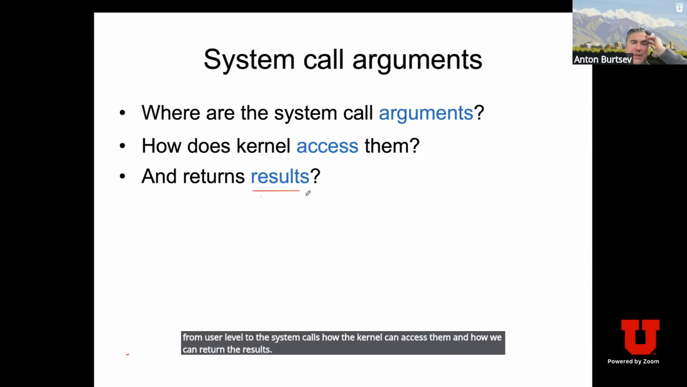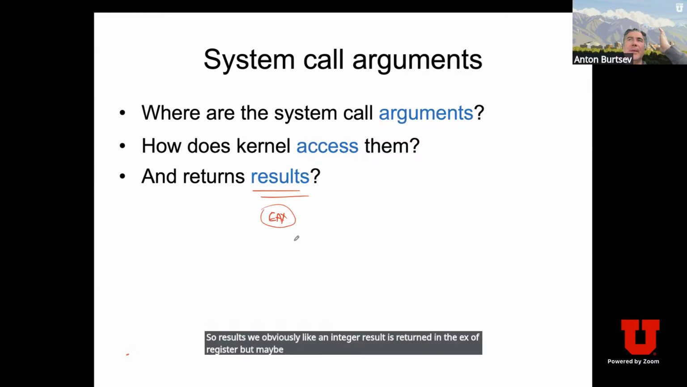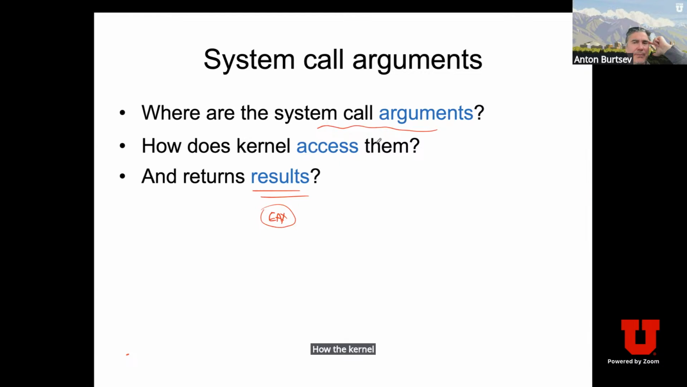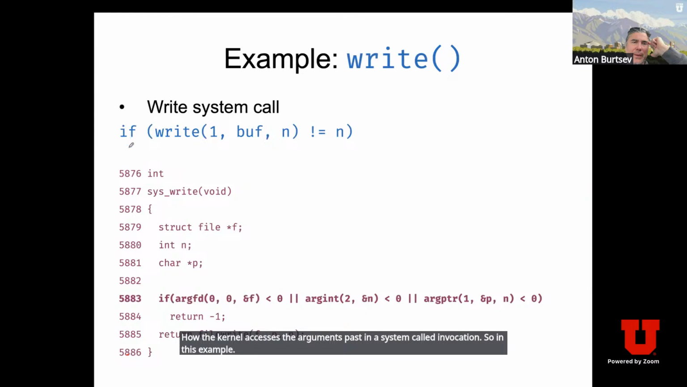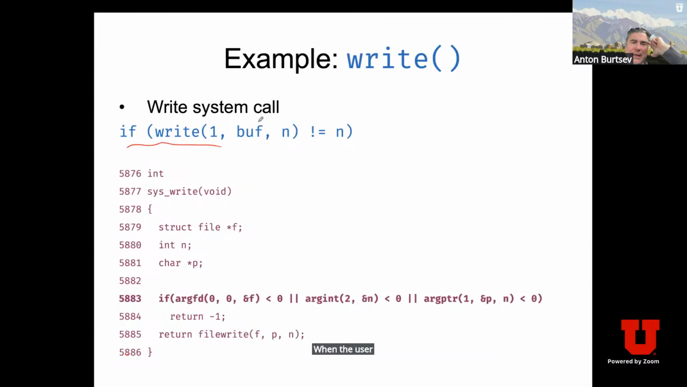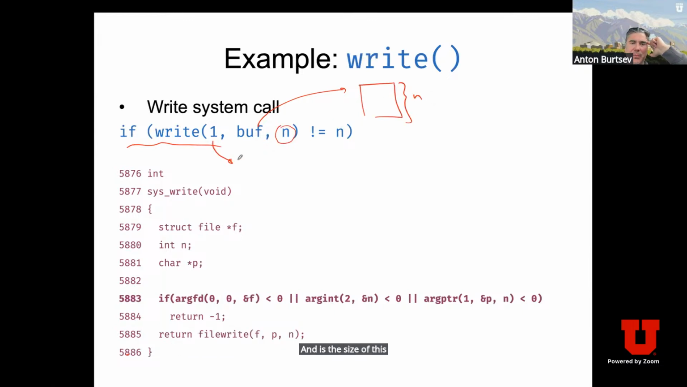As for results, an integer result is returned in the EAX register, but maybe the kernel has to fill in a buffer with data and stuff like that. So let's take a look at how the kernel accesses the arguments passed in a system call invocation. In this example, the user invokes the write system call passing arguments: a pointer to a buffer in user space, n, the size of this buffer, and a file descriptor 1.